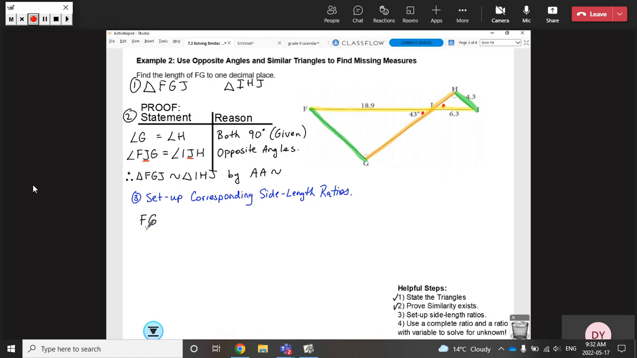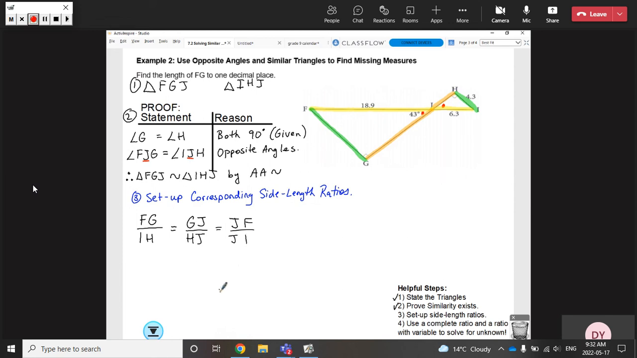So let's do, I'm going to start off with the green one. FG corresponds with IH. Okay, green one is done. Let's go GJ. GJ corresponds with HJ. And then the last one would be the yellow one, and it's JF corresponds with JI.